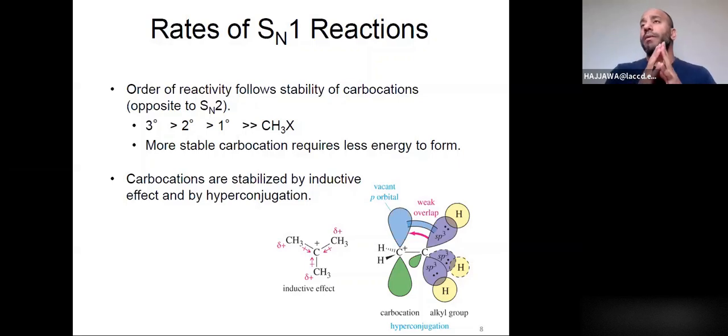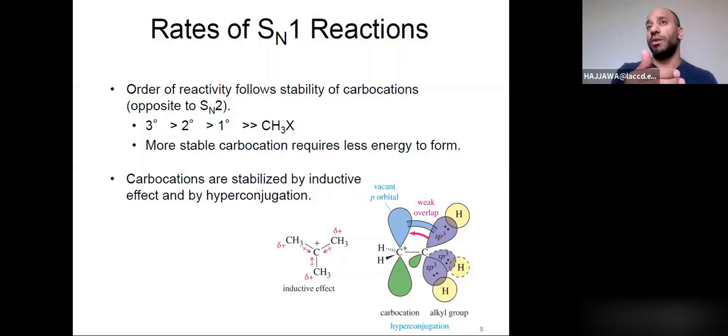The SN1 reaction rate depends on the stability of the carbocation. As I mentioned, the first step in the SN1 is the formation of the carbocation. So you know now that because of that slow step, the rate determining step, the more substituted the carbon, the more stable it is as a carbocation. Therefore, it will be a faster reaction if it's a more substituted carbon than another. And that's why you see the ranking here goes from tertiary to secondary to primary to methyl X.